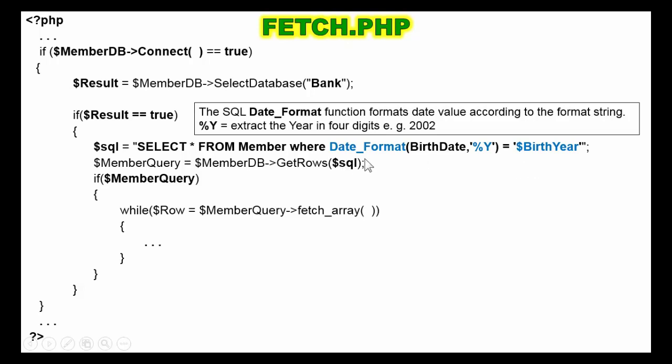The SQL date_format function formats the date value according to the format string. The format string that I implemented here is %Y. And what will it do? It will extract the year having 4 digits, for example, 2002. And then it will match that to the given input which was passed by the client PC. And if there is a match, you know what will happen. It will gather all those matching records.